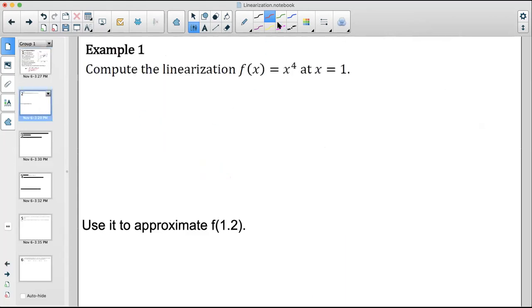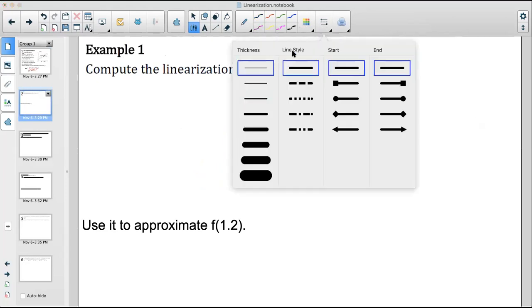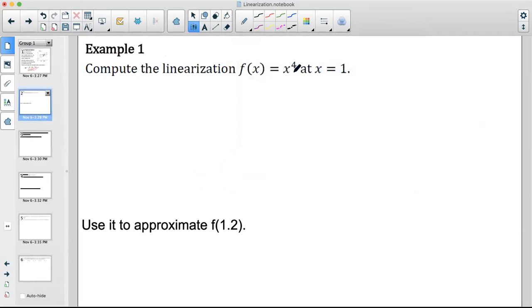So let me give you an example. This says compute the linearization. That's what this is called. We're going to linearize. We're going to turn this curvy thing into a linear thing. So you need a point and a slope. Basically, we're going to write the tangent line to this curve at this point, which you guys already know how to do. So first, let's get the point. f of x is x to the fourth.